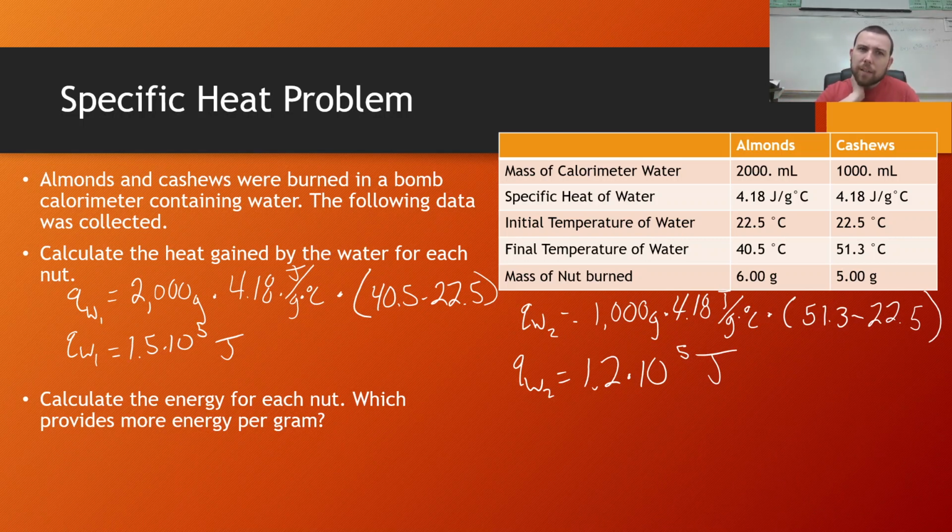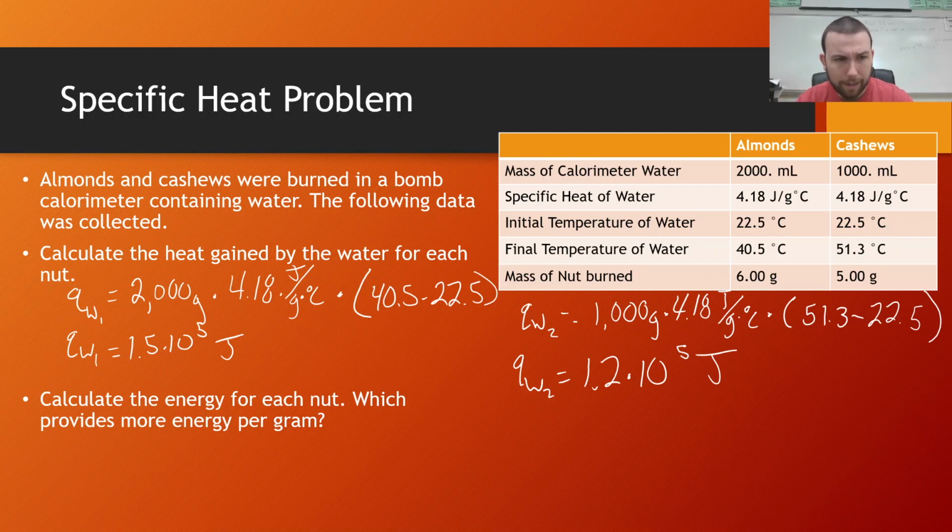So that's the heat gained by the water in each of those scenarios. Hopefully that makes sense, and feel free to pause this, to rewind, whatever you need to do to make sure you've got it. Now, the other thing they ask us here is to calculate the energy for each nut, and which provides more energy per gram. Well, in order to figure out the energy per gram of the nut, we've already got the energy that was absorbed by the water. We can simply take both of those energies and divide by the mass of the nut.